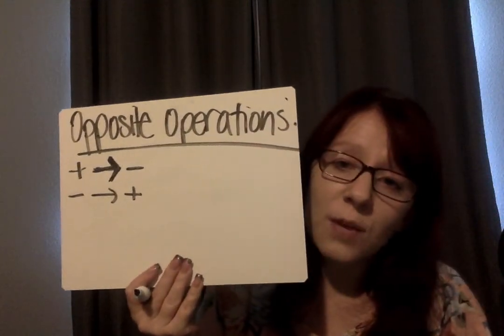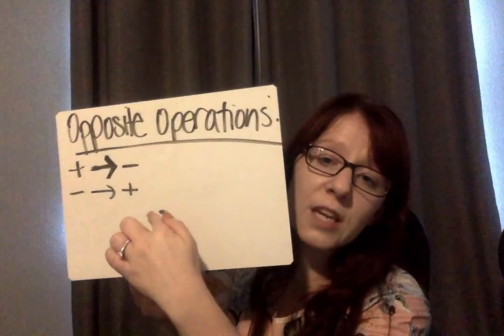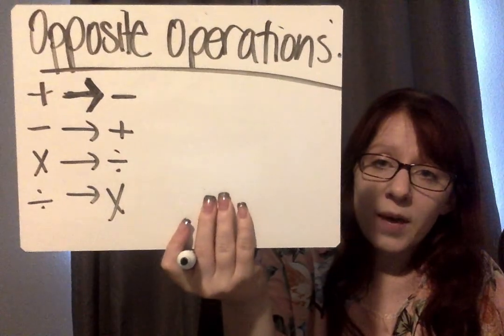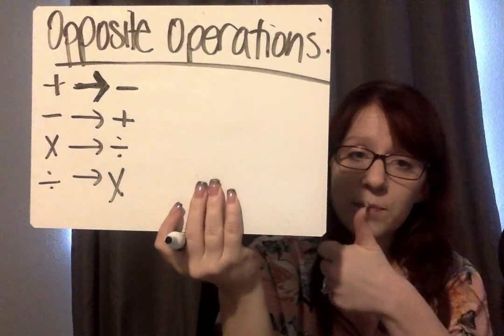So what do we think then the opposite of subtraction is going to be? Excellent, Carly. Yes, it's going to be addition. The opposite operation is going to be addition. And for multiplication, what do we think it'll be? Division. Excellent. And then division is going to be multiplication. Excellent, guys. Do we all have that filled in on our chart? Can I get some thumbs up?